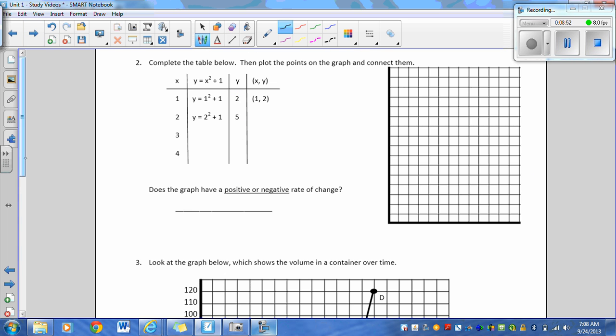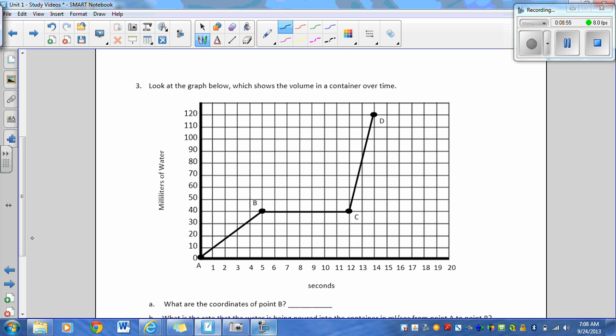I can show you that again with the milliliters of water versus seconds. Between A and B, you can figure out that rate of change. At B, the point is 540, which means as a rate, it means 40 milliliters per 5 seconds. And then I can ask you what the unit rate is. The unit rate, 40 divided by 5, is 8 milliliters per second, or 1 second.